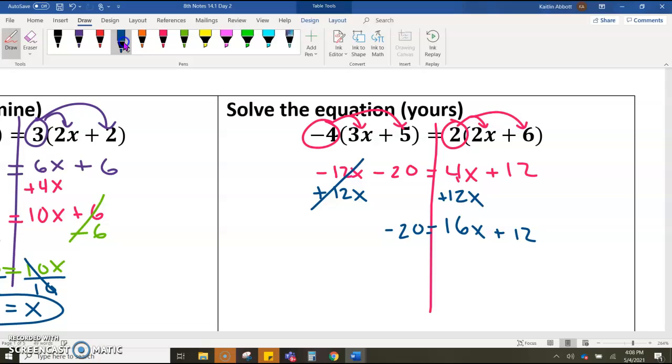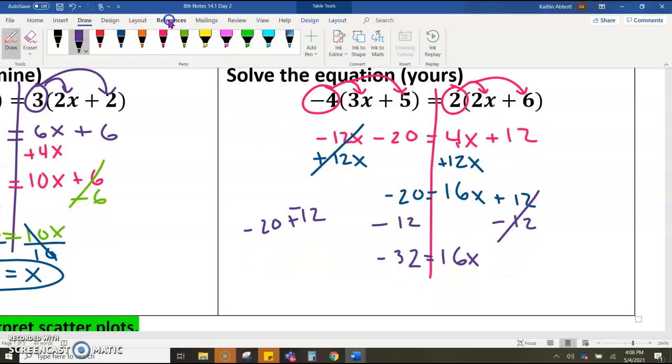plus 12. Okay, so now I got to get rid of that 12. How do I get rid of that 12? I need to make a zero pair. So I have a plus 12, so I need a negative 12 to make a zero pair. Minus 12 over here. So now I have negative 20 minus 12. I do keep, flip, change. Now I have negative 20 plus negative 12. So I'm just going to add 20 and 12, and that gets me negative 32 equals 16x.